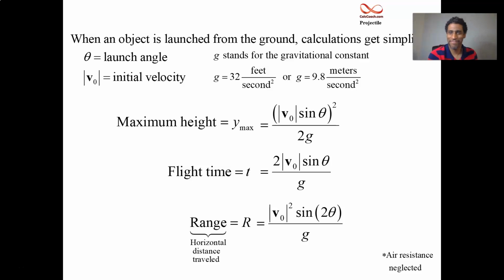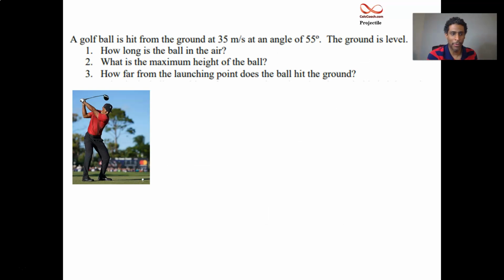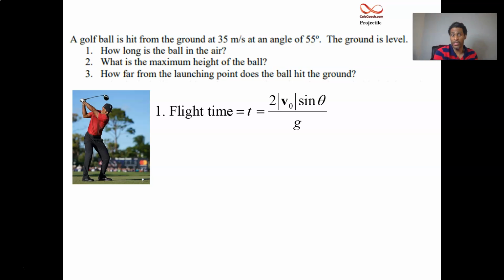Okay. All right, great. So here's an example. A golf ball is hit from the ground with a 35 meters per second velocity, and at an angle of 55 degrees, and the ground is level. So let's calculate the 3 guys. This first question is asking about the flight time. So we have the formula. We're just going to plug in double the 35 times the sine of 55 degrees, all divided by, since we're in meters, we're in the metric system, so G is 9.8.